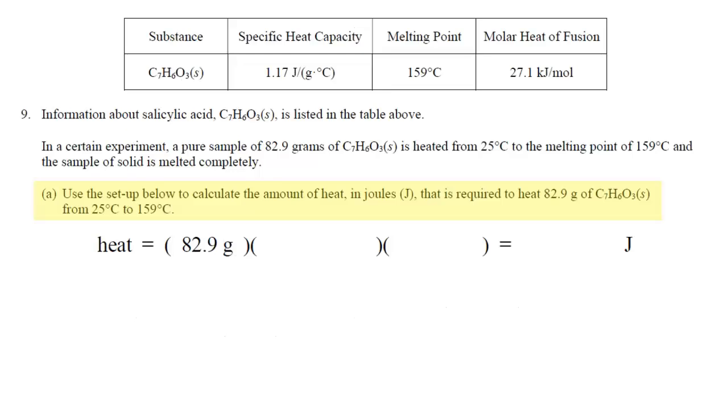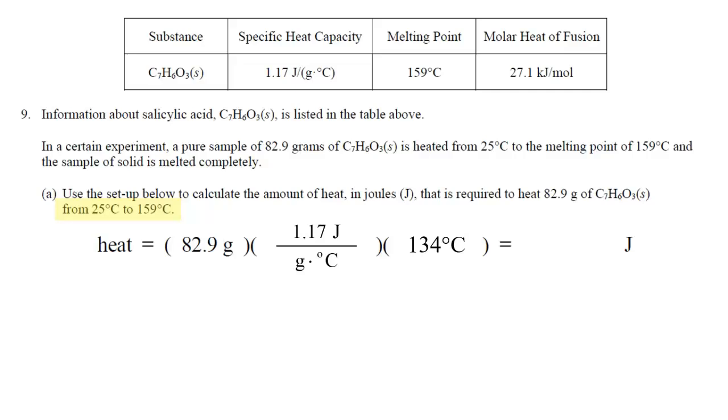So the mass has already been filled in for us. That's 82.9 grams. The specific heat capacity is listed in the table. That's 1.17 joules per gram degree Celsius. Now we need the change in temperature. The change in temperature would be a difference of 159 minus 25. So we're heating this sample from a temperature of 25 degrees Celsius to 159 degrees Celsius. That's a difference of 159 minus 25. That's 134. So 134 degrees Celsius is our change in temperature.